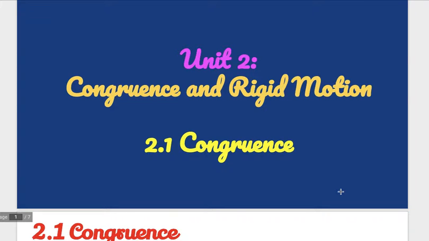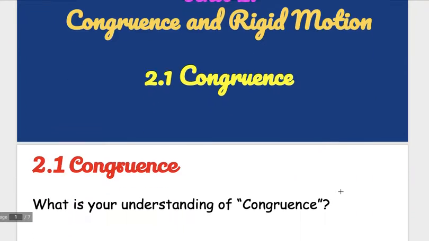Good morning, everyone. Today we are going to introduce a new unit. In Unit 1, we discussed shapes like triangles and angles. In this unit, we are going to discover the relationship between shapes. So we are going to introduce two topics, which are congruence and rigid motion. Let's get started with our first lesson of this unit, congruence.